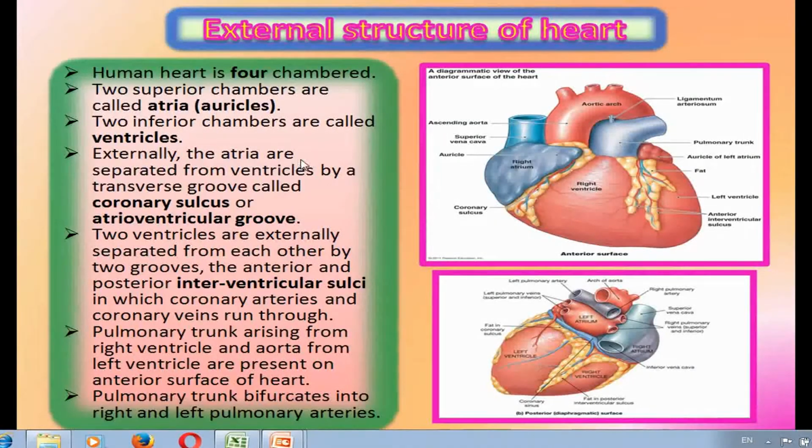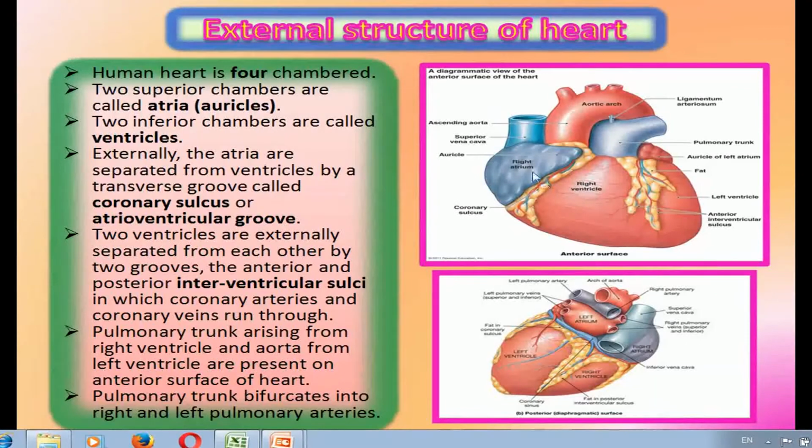Externally, the atria are separated from the ventricles by a transverse groove called the coronary sulcus or atrioventricular groove. See here in the figure, externally the atria are separated from the ventricles. This is the atria and this is the ventricles.